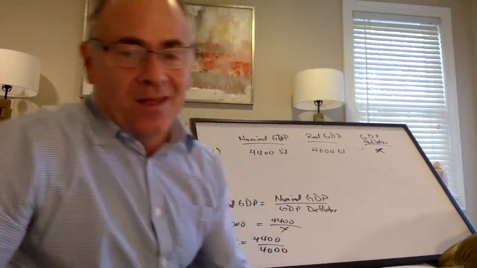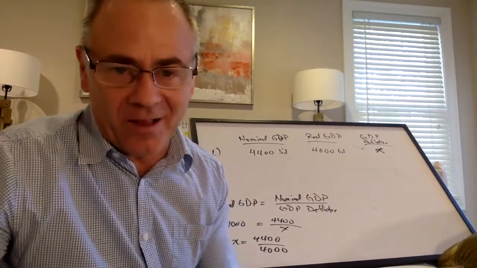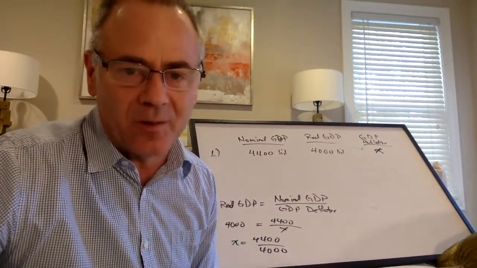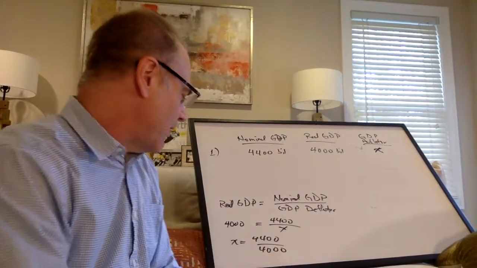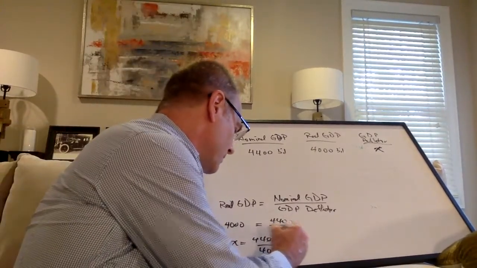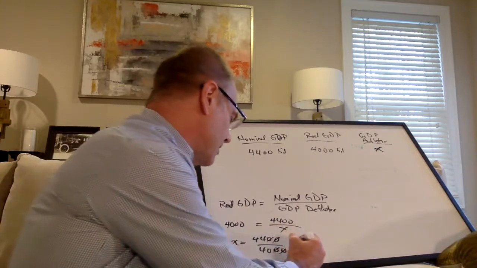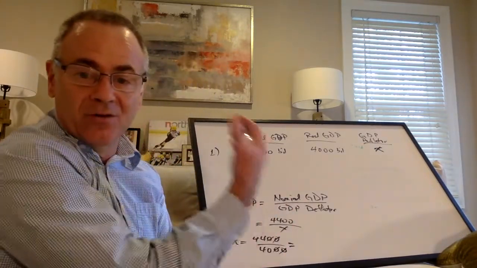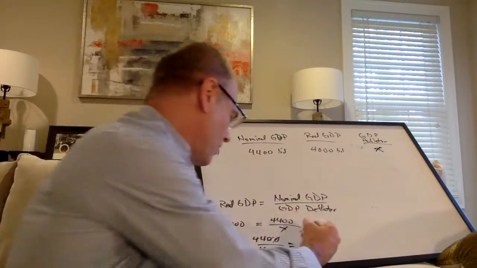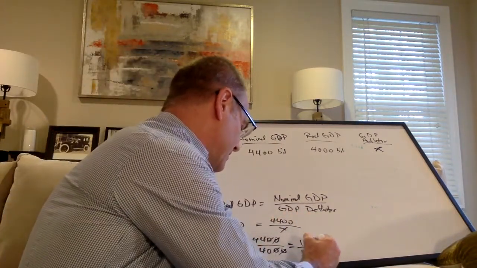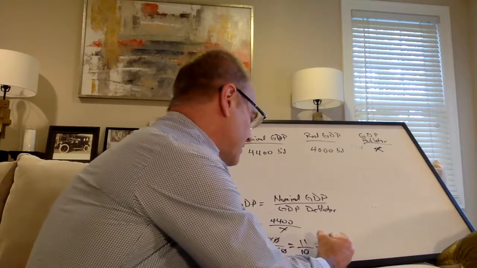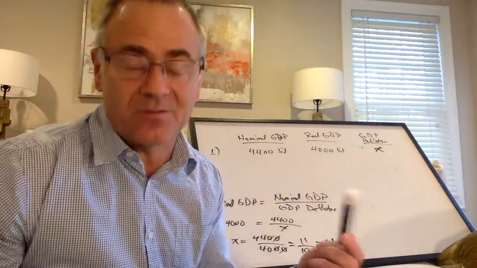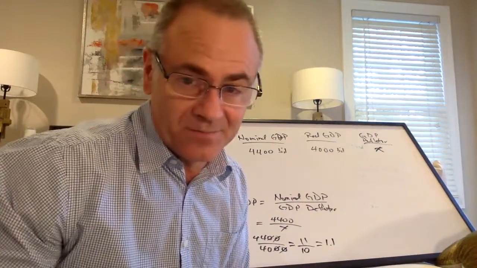I'm not going to give you a calculator for the exam, but I think this is easy enough that you should be able to get it on the exam. How to simplify that? Well, the zeros cancel out, so you get 44 divided by 40. Let's divide numerator and denominator by 4. That gives you 11 tenths. So X just equals 1.1. That's the answer for part 1, 1.1.